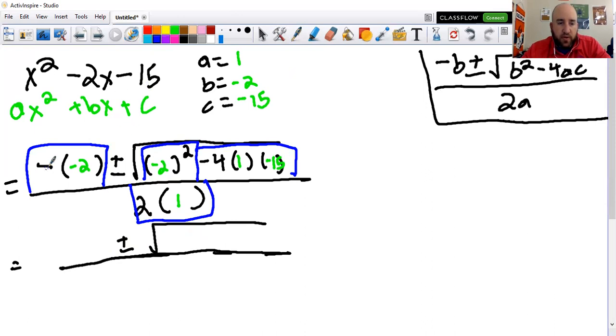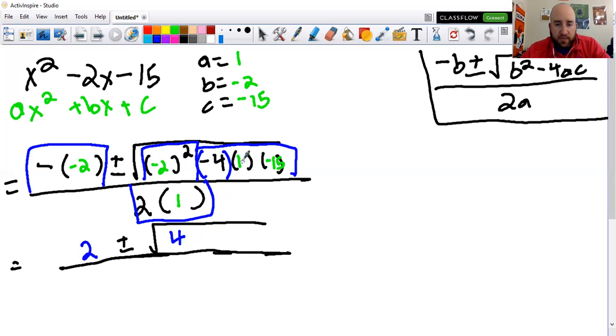I'm going to do it in blue now. The negative sign on B is saying I need to take the opposite of whatever B is. So I need the opposite of -2, which is +2. -2 squared, when you put it in your calculator, you need to put it in parentheses. So -2 squared is 4. Then -4 times 1 times -15. You want to make sure you include that negative when you're multiplying.